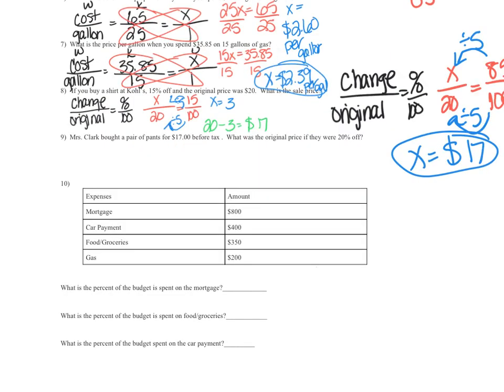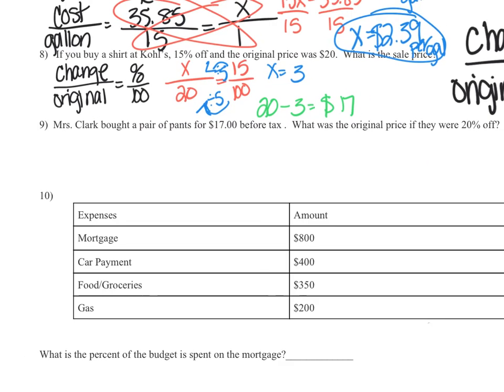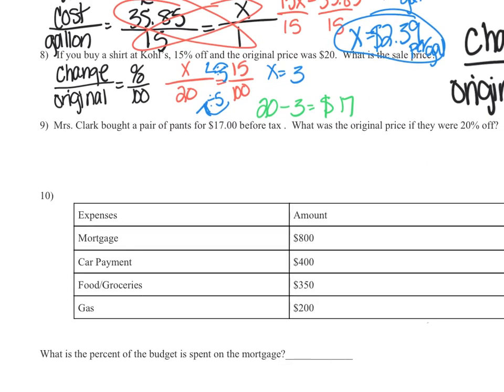So looking at number 9, we're still doing the percent of change. So what I'm going to do is, she bought the pair of pants for $17 before tax, and they want to know the original price. So that's the X that we don't know, our original price. So we spent the 17, so that's our change. And they were 20% off, so that means that she paid 80% of the cost. So I'm going to go ahead and put the 80 there, so that way I don't have to go through and subtract them like we did a second ago.